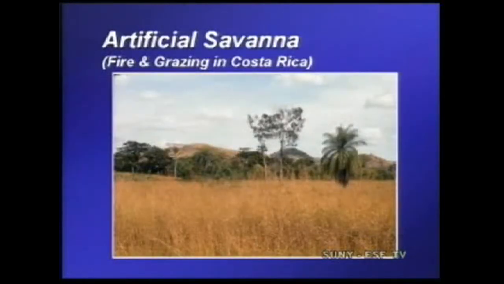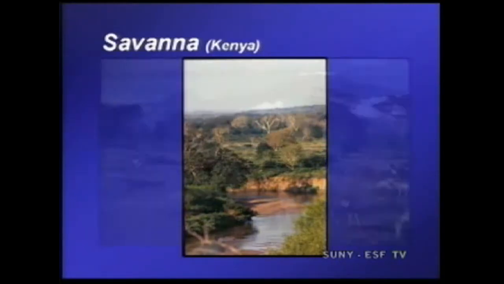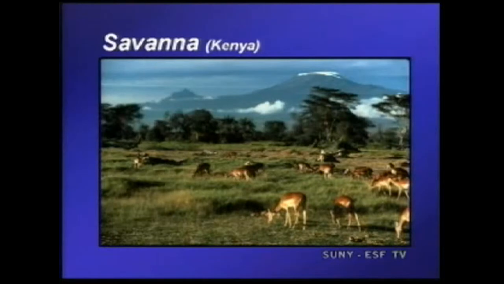This is kind of interesting. This is a savanna in Costa Rica where you normally don't see them, and that is due to fire and grazing. You actually get an artificial savanna. Now, savannas are known for their high productivity, and this shows that there's some water available, rivers and things. Very high productivity, and that leads to megafauna.